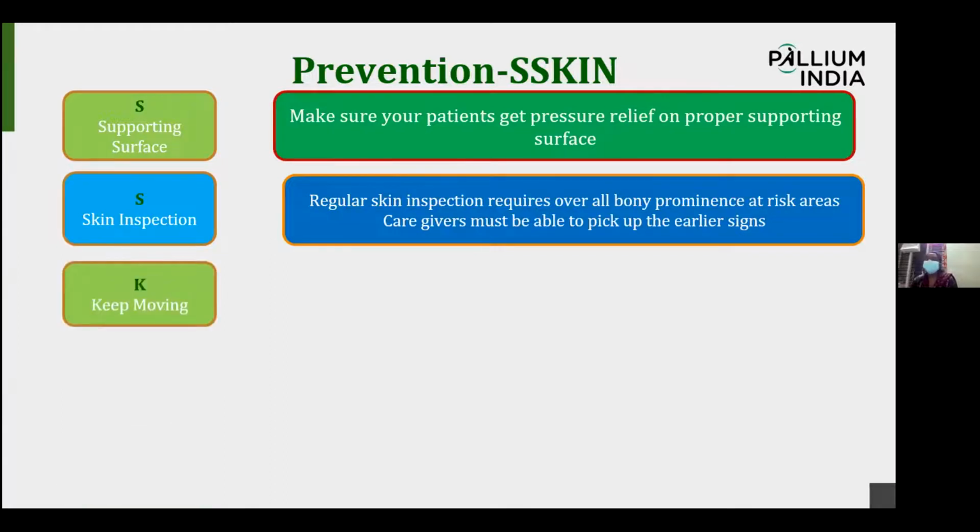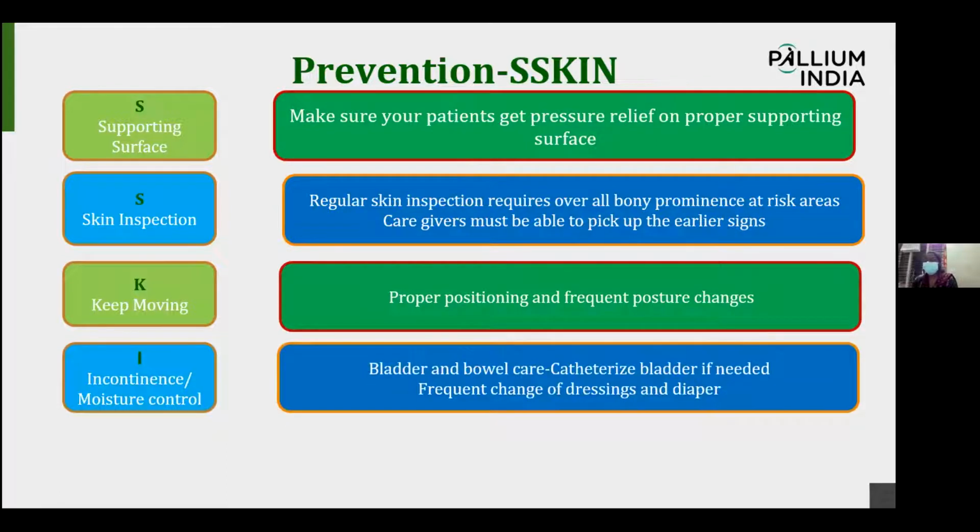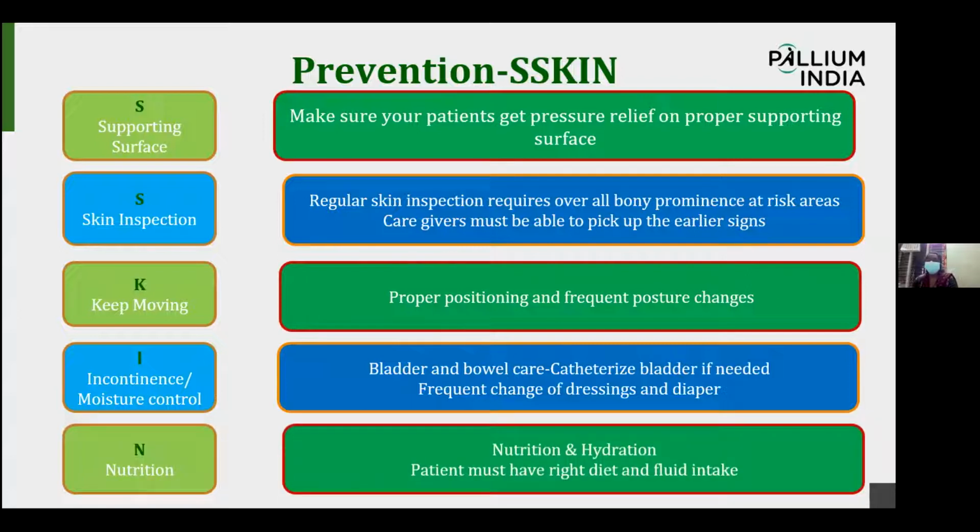The next one is K. K is keep moving. Every 2 to 3 hours, they have to change the position. The next one is I, incontinence or moisture control. If there is bladder and bowel incontinence, they have to give special attention to that area. If they are willing to have a catheter, you can catheterize the bladder, or they can use a diaper. And the last one is N, nutrition. Nutrition and hydration are one of the major parts. So always instruct the patient about nutrition and hydration.